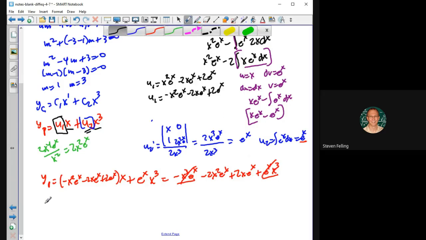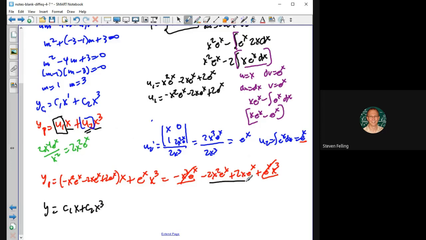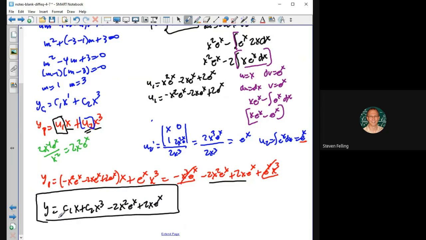All right, so now we can write the general solution. The general solution is the complementary solution, c1 x plus c2 x cubed, plus the particular solution, which will be just this now, minus 2x squared e to the x plus 2x e to the x. There's our final solution there. Okay, so that was method one. This got more complicated because we had a right-hand side.